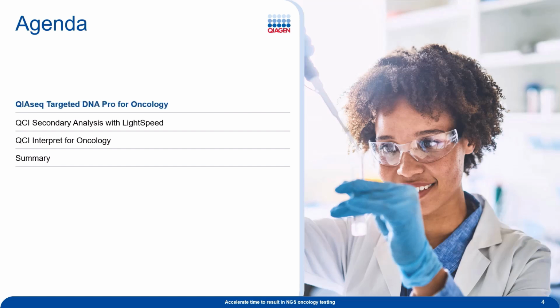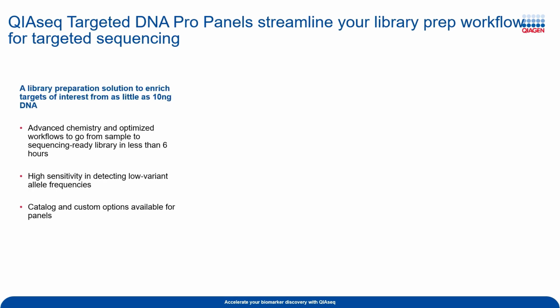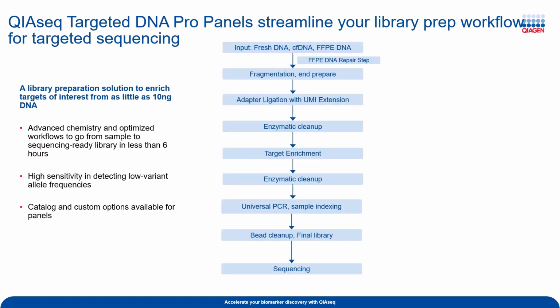So getting started, QIAGEN Targeted DNA Pro offers a robust library preparation solution enriching targets of interest from as little as 10 nanograms of DNA. The workflow features advanced chemistry that replaces bead cleanup steps with enzymatic cleanups after the adapter ligation and target enrichment that not only cuts down your hands-on time, but it also increases your UMI capture efficiency.